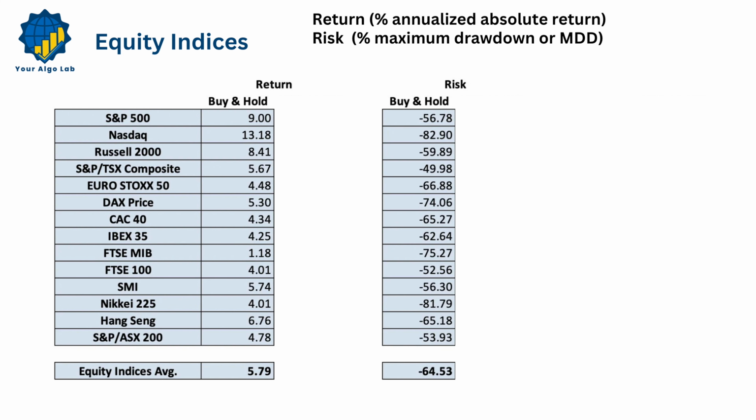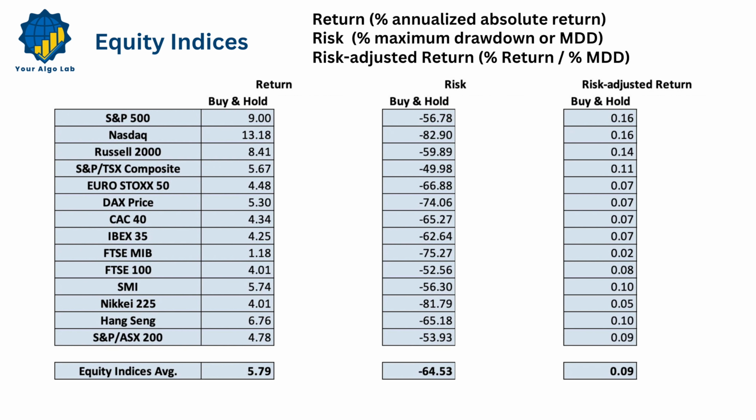Here is our table of maximum drawdowns for the buy and hold strategy. For example, during the testing period, the S&P 500 experienced a maximum peak-to-trough loss of 56.78%. The Nasdaq saw a peak-to-trough loss of 82.90% during the dot-com bubble. Finally, we have our risk-adjusted measure, the maximum drawdown adjusted return. The MDD adjusted return is the ratio between the annualized return and the maximum drawdown. While it is not the only risk-adjusted measure, it is simple and effective.